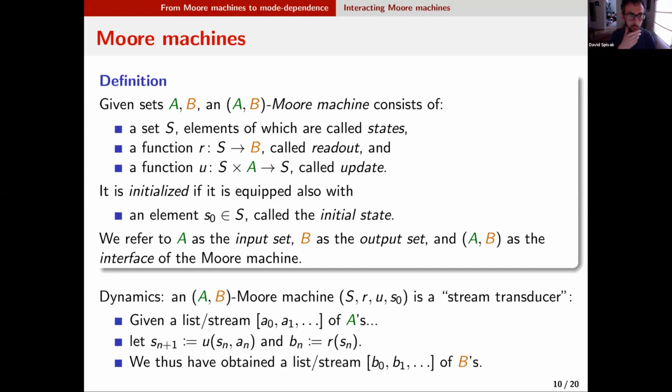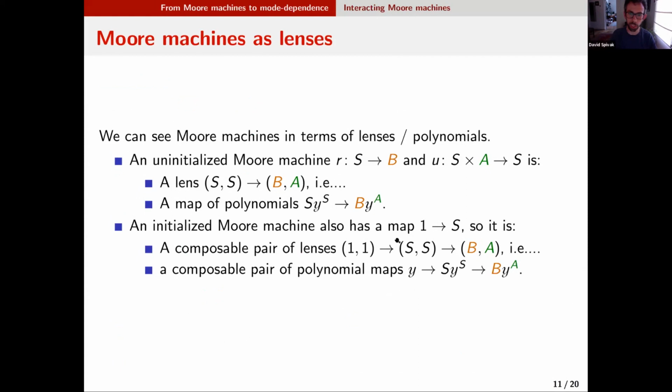Great. So a Moore machine consists of these two things, a function from S to B and a function from S times A to S. And that's just a lens from SS to BA, or a map of polynomials, Sy^S to By^A. So in terms of David's previous talk at the beginning of this session, Sy^S would be the tangent functor applied to S. So this would be an interface, one of these tangenty things. And so a lot of the story, but not the composition monoidal product, is subsumed by what he was talking about.